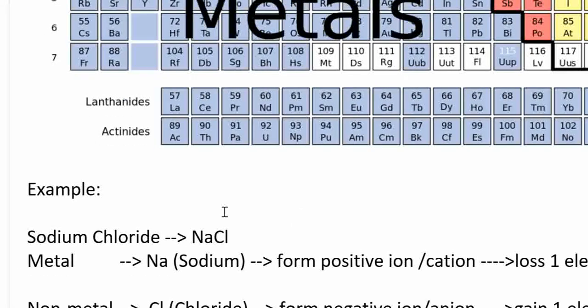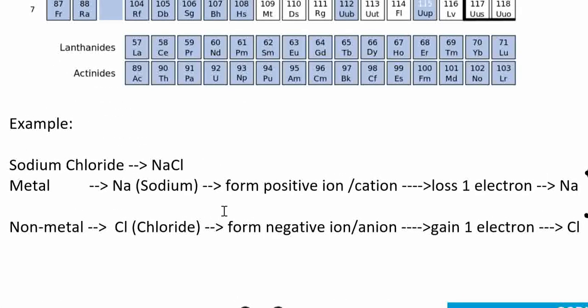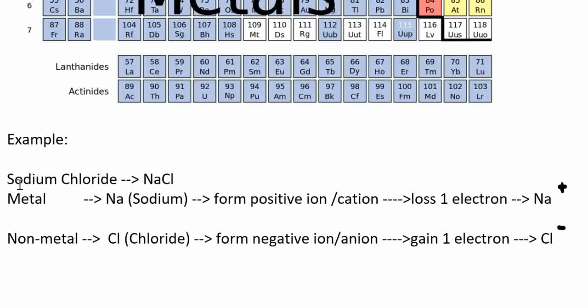Now we will discuss the ionic compound sodium chloride, NaCl. In here the metal is sodium, or Na. It forms a positive ion, or cation. So there is a plus sign in here. It means a cation is a positive ion. How does sodium form a positive ion? By losing one electron to become Na+.